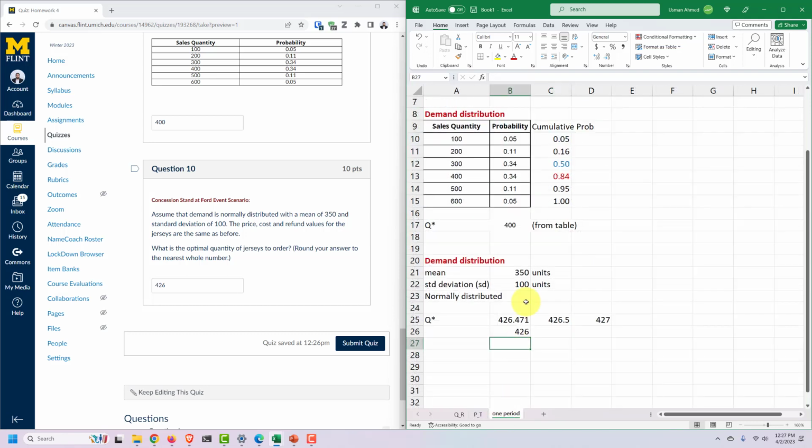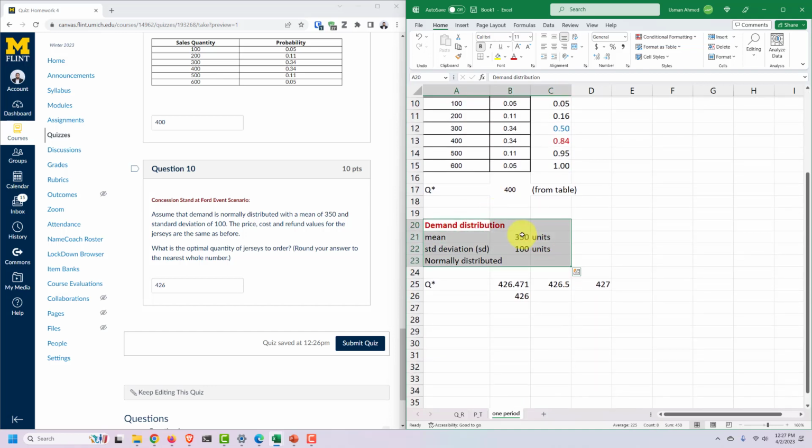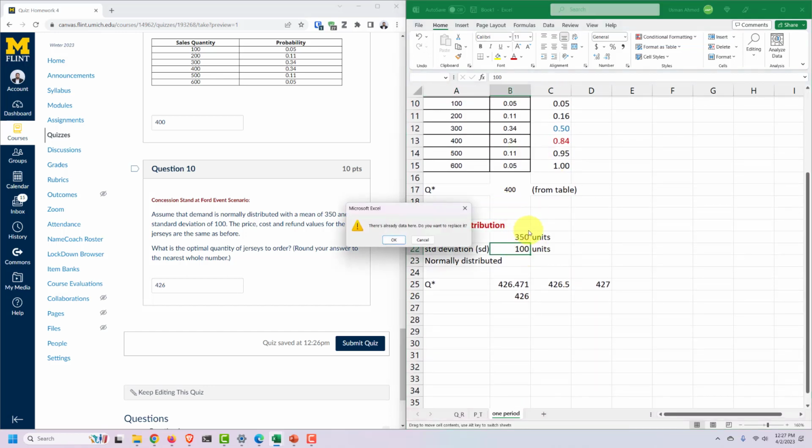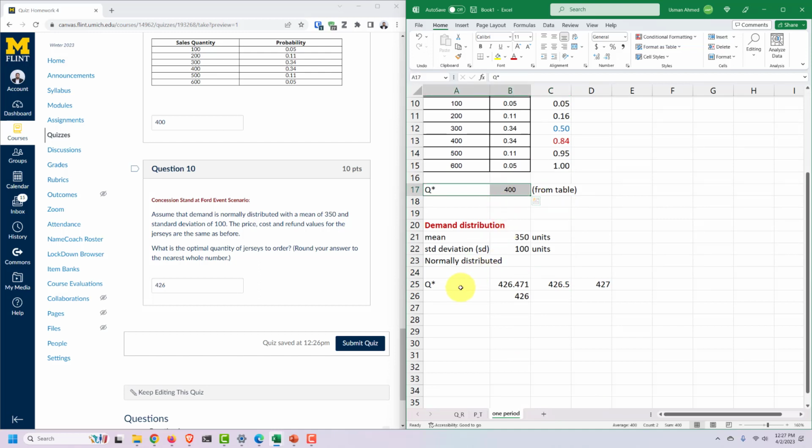And then we have the 1 period decisions where there can be no replenishment. You have to decide how much inventory to stock, let's say at the beginning of a day, and then only that much you can sell in the day. You may have a shortage, you may have an excess, and we use the CSCE to calculate our optimal service level. And then we use our demand distribution, either as a discrete demand distribution given in a table or as a normal demand distribution given with a mean and standard deviation, to convert the optimal service level into an ordering quantity. Okay, and so that is it for this video.